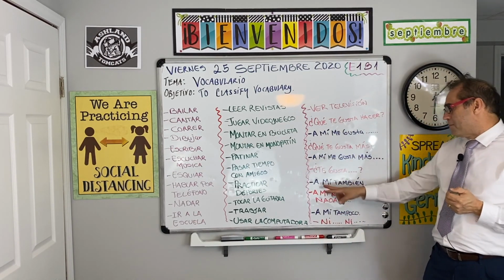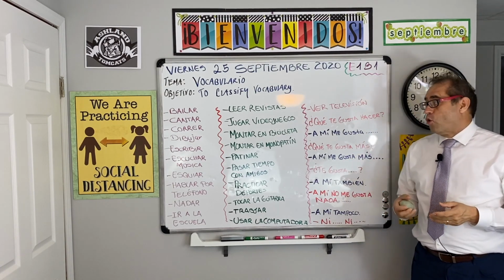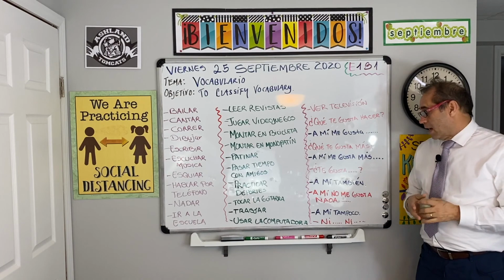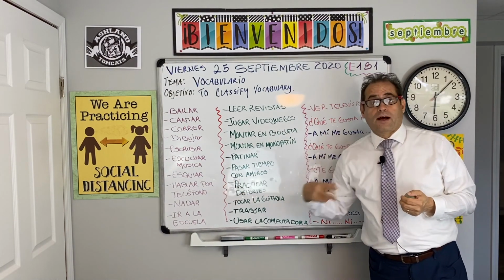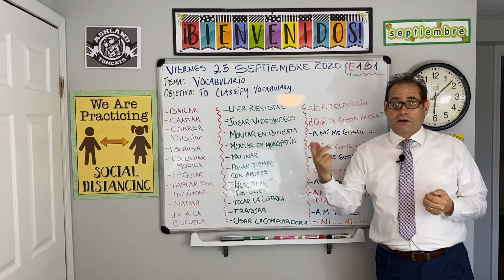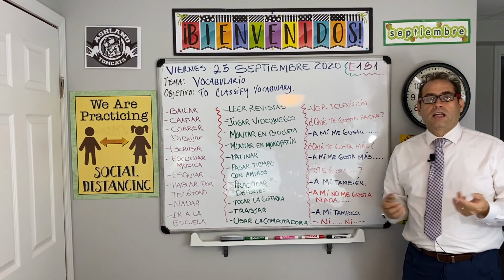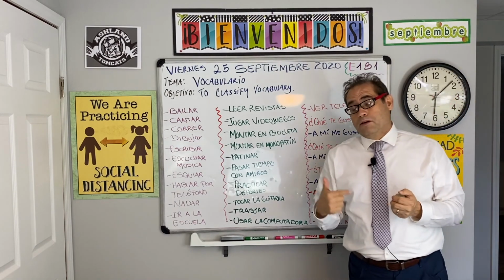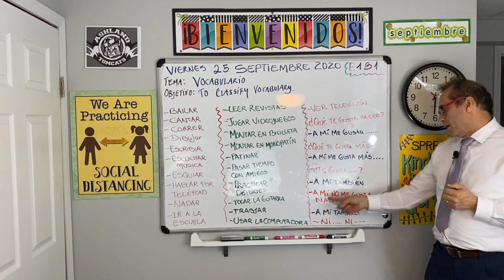Look at this. A mí también. I like it too. Or I like them too. Or I like to play soccer too. A mí también me gusta jugar. A mí también me gusta hablar por teléfono. A mí también, to me, also. Maybe you're talking to somebody and then, a mí me gusta ir a la escuela. And somebody would say, a mí también me gusta ir a la escuela. To me, also. Okay?